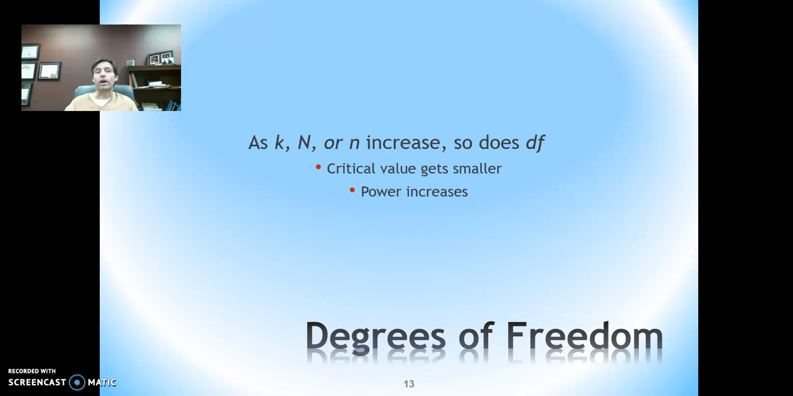And so you should be aware that as k or n increase, so do your degrees of freedom. Your critical value gets smaller and your power increases. So you don't need as big a difference on your test to find significance.